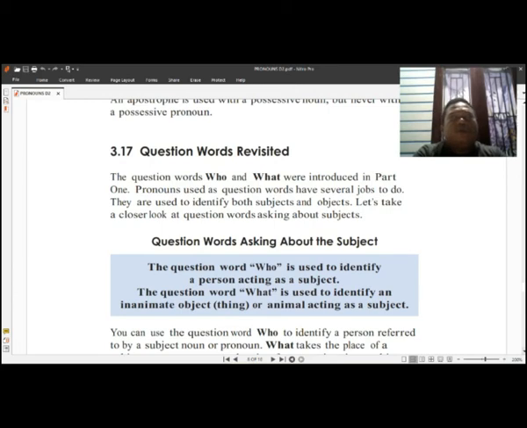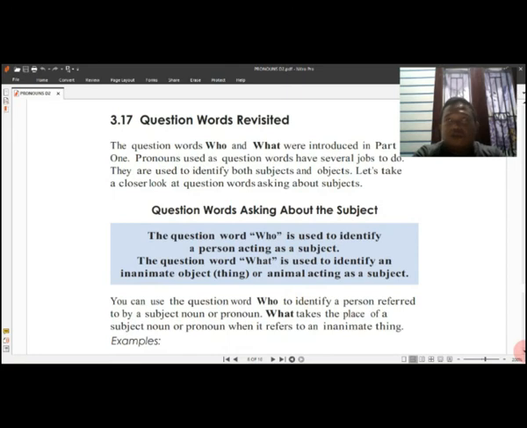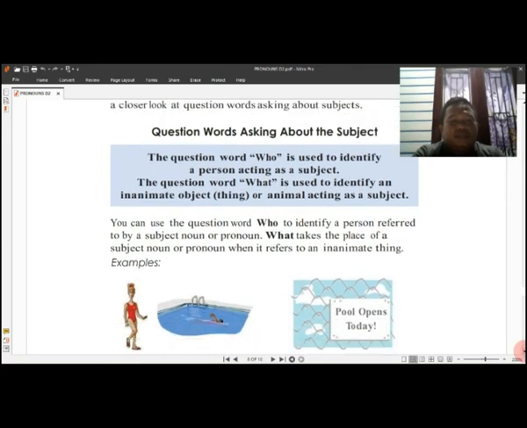But when we want the answer about an inanimate thing like a book or chair or class or school, something like that, then we will use the question word what. Okay, so what is for the neuter gender. So let's see the examples.